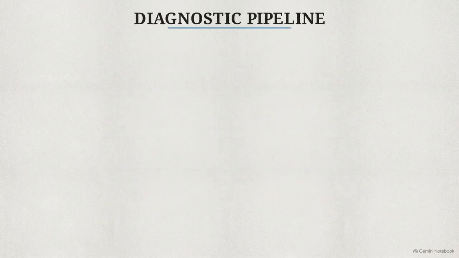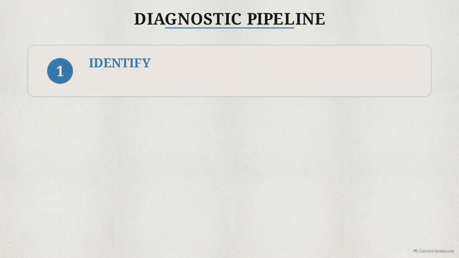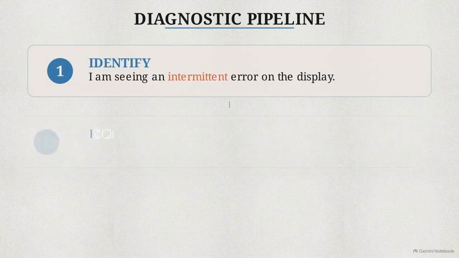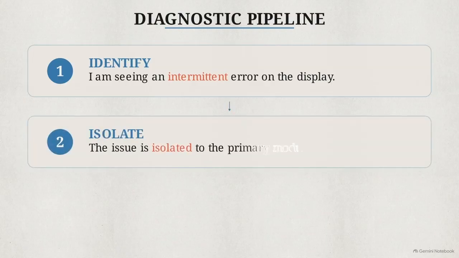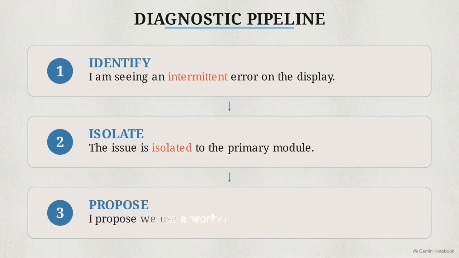This flowchart maps a 3-step diagnostic pipeline. Step 1. Identify. I am seeing an intermittent error on the display. Step 2. Isolate. The issue is isolated to the primary module. Step 3. Propose. I propose we use a workaround until we can calibrate the system.